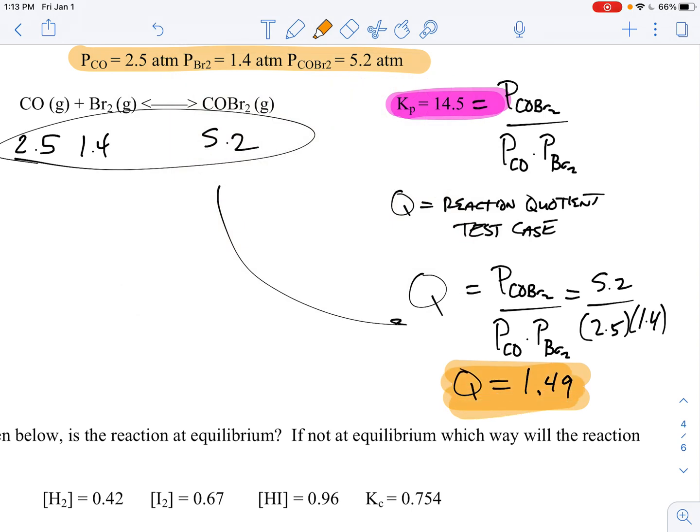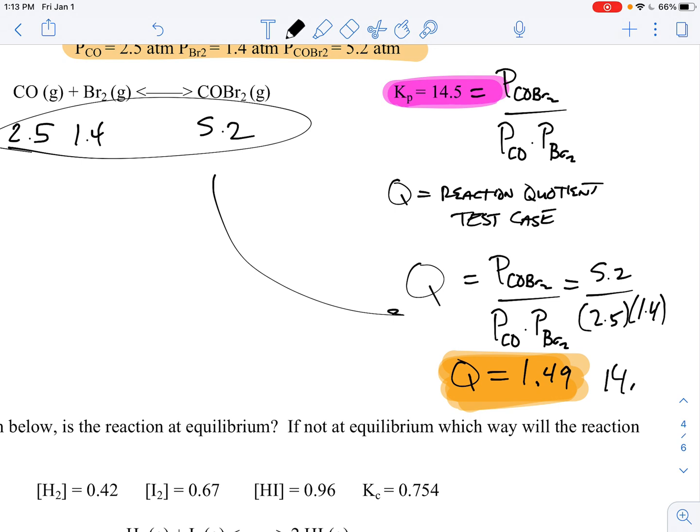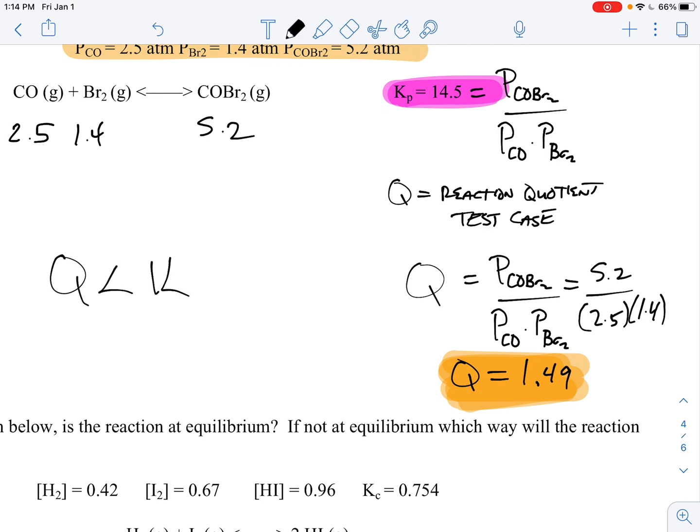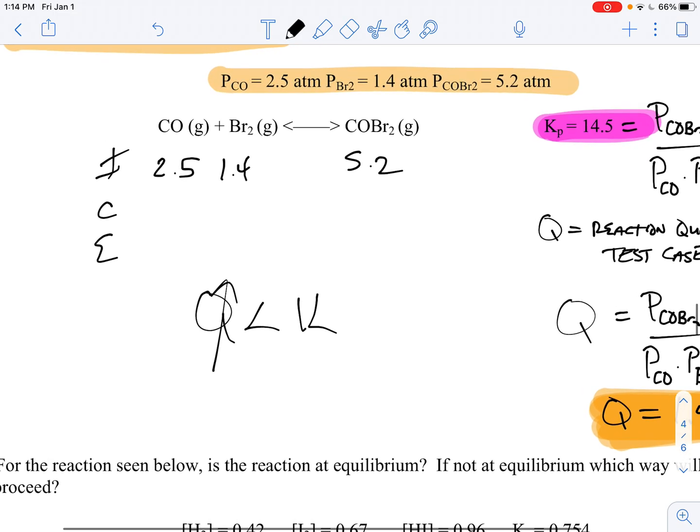Are this pink number and this orange number the same? They are not. If they were, then we would be at equilibrium, because if I had plugged these numbers in and gotten the number 14.5, that means I'm at equilibrium because my value has been achieved. But I'm not at equilibrium. I am too small. So my Q is less than K.